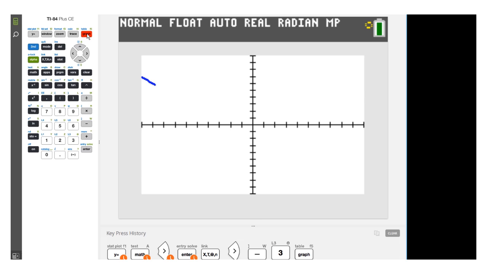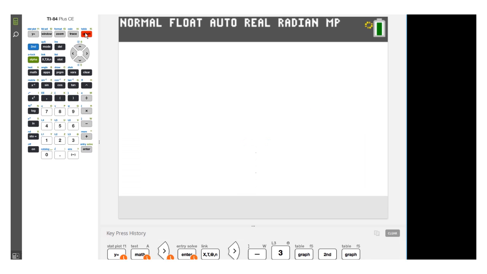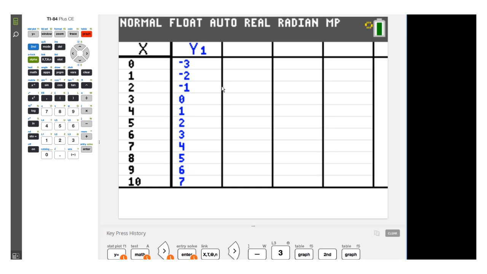To get accurate points, to make an accurate graph, I'm going to have to go to table, which is second graph, and graph exact points. So I'm going to use 0, -3, 1, -2, 2, -1, 3, 0, 4, 1, 5, 2, and 6, 3, because my grid goes from 0 to 6 in the first quadrant.